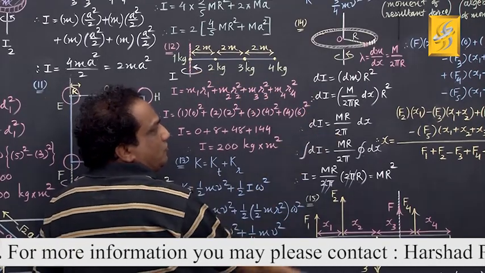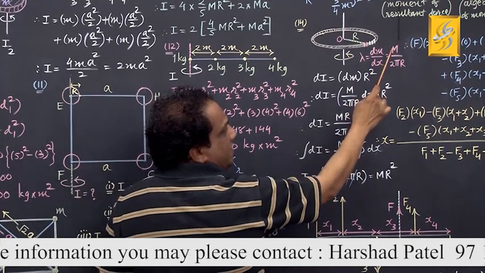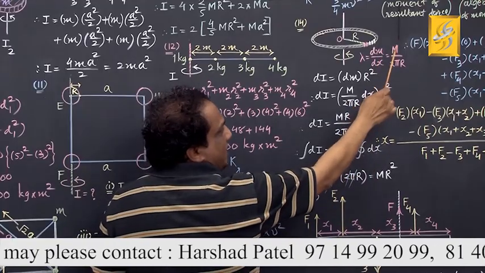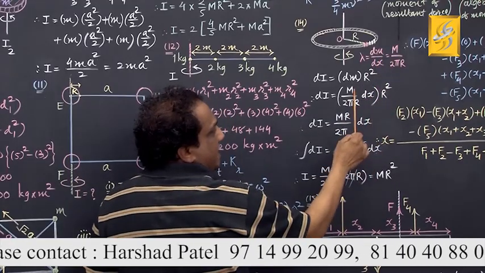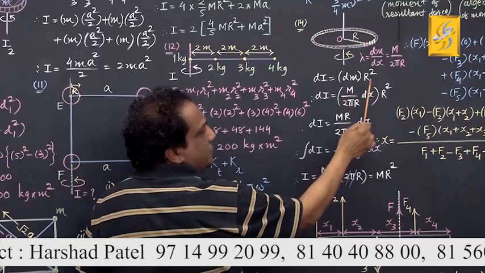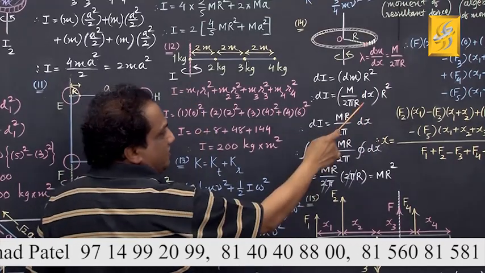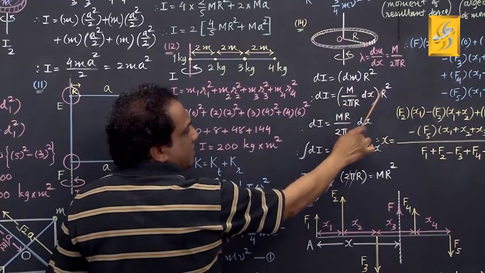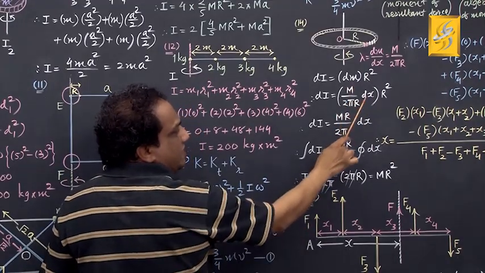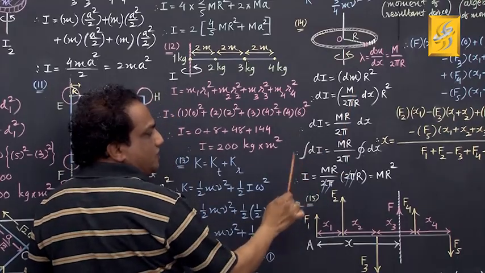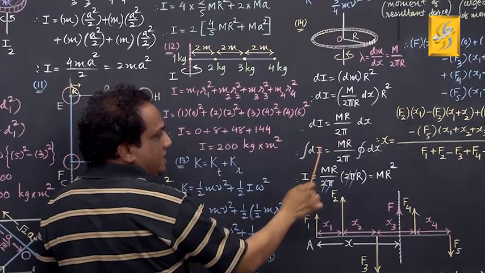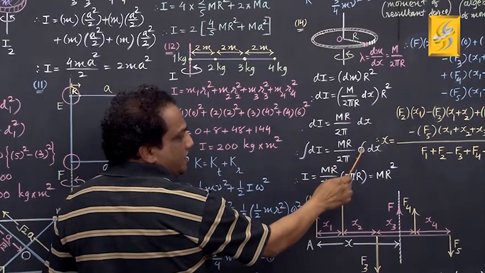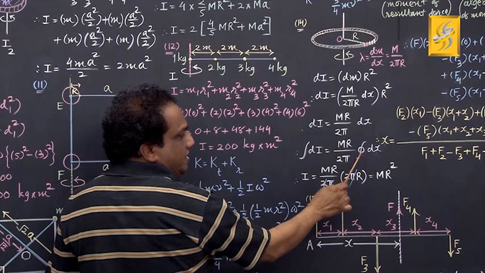Come on, what is dm value? The dm value from here will be M into dx upon 2 pi r. So dm will be M upon 2 pi r into dx, and then into r square. Now tell me, one r will be getting cancelled, correct? So what is left? Mr upon 2 pi into dx. Just take integration on both the sides. Integration dI, and here Mr upon 2 pi is constant, taken out. Closed integration dx.